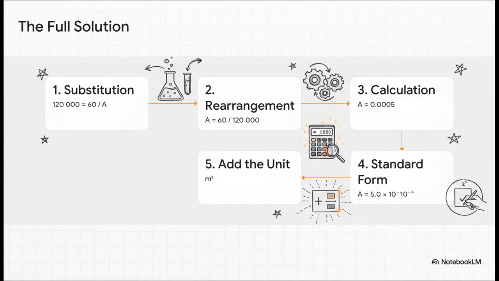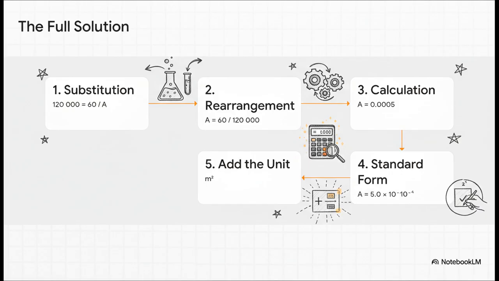And here's how you grab all 5 of those marks. 1, for substitution, just plugging in the numbers. 2, for rearranging the formula to get A on its own. 3, for the correct answer from your calculator, which is 0.0005. 4, this is a crucial one, for converting that to standard form, 5.0 times 10 to the minus 4. And that 5th, easy to forget but vital mark is for adding the correct unit, meters squared.